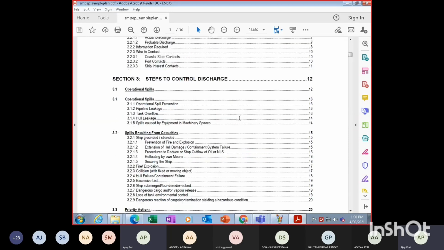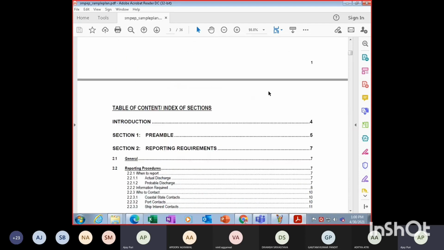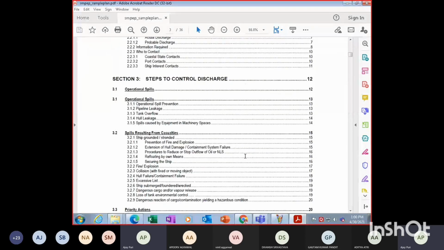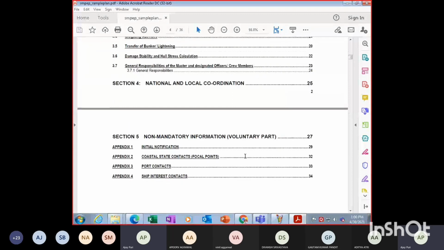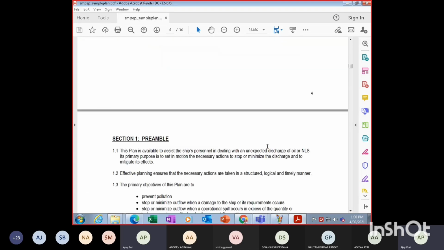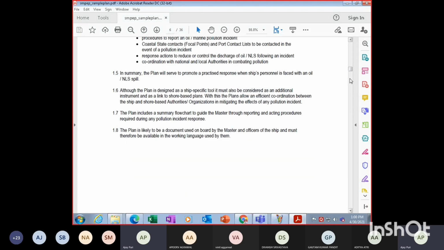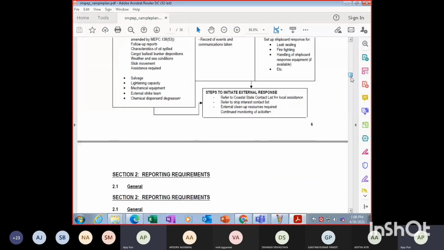So these are mandatory. You can't alter these. Section A, you can't alter. National and local coordination is also mandatory. Non-mandatory will be this part, which is the appendix: port contacts, ship interest contacts, coastal state, initial notification. This is the voluntary part. I'll be sending you this; you don't have to read in detail, just the headings.